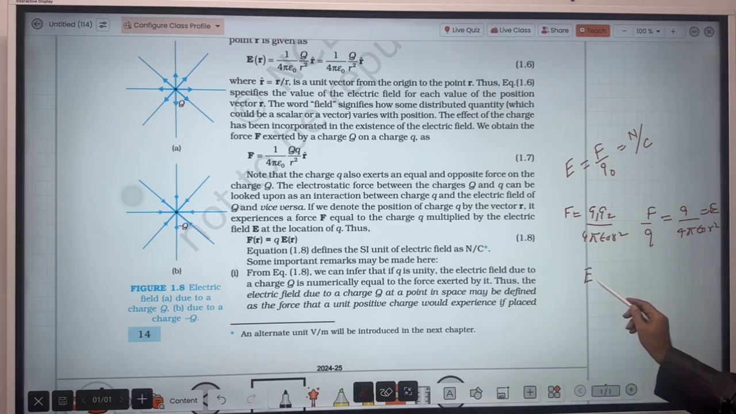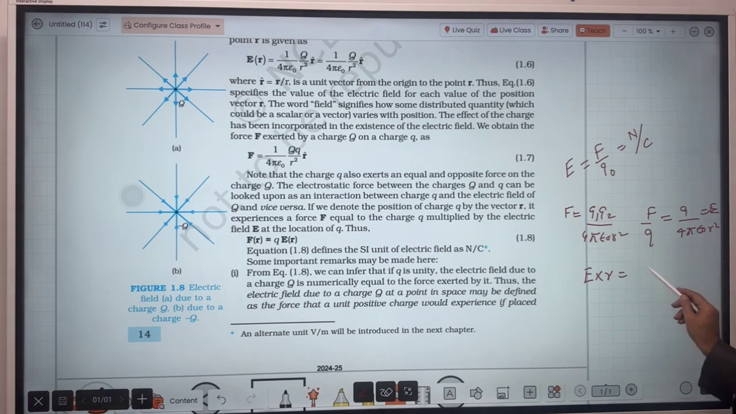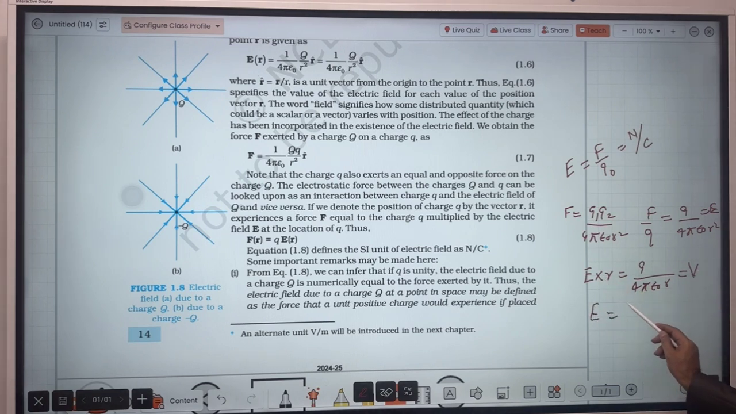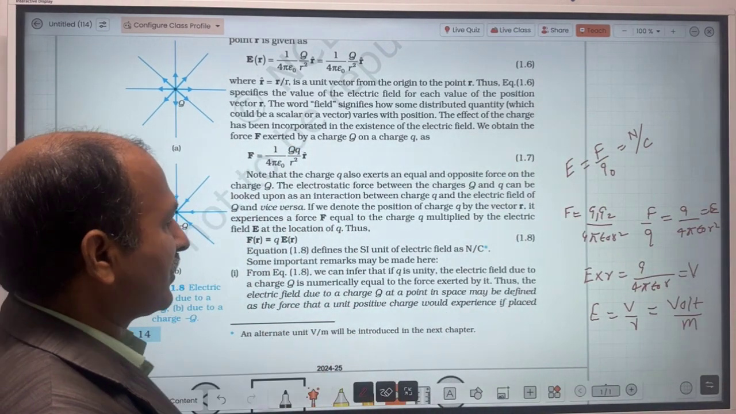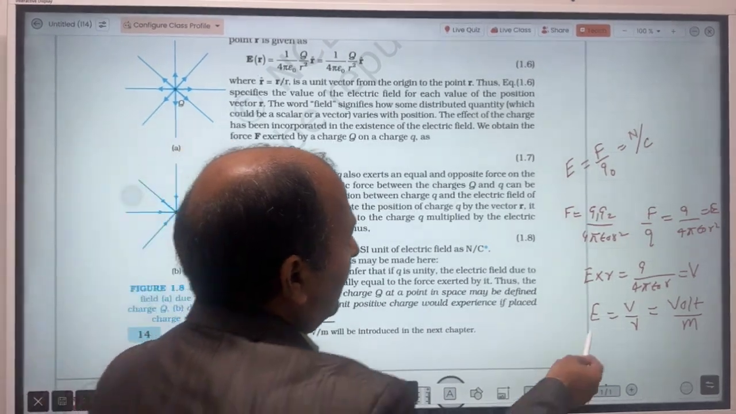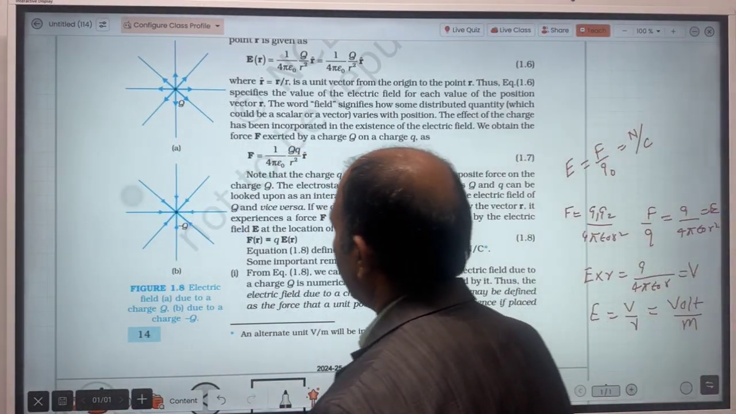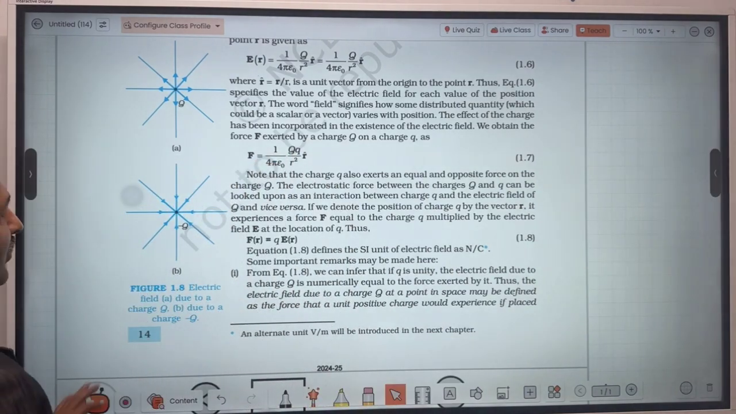Now further, if the electric field is multiplied by distance, then one r will get reduced. So we will get Q upon 4 pi epsilon naught r, and this is equal to voltage, the potential difference. So in terms of potential difference also we can write the unit of electric field. So E will be equal to V upon r. If we write the units, we can say volt per meter. There is another unit, the same thing is mentioned here, an alternate unit is volt per meter, which will be introduced in the next chapter when we study potential difference. So you have understood the basic concept.